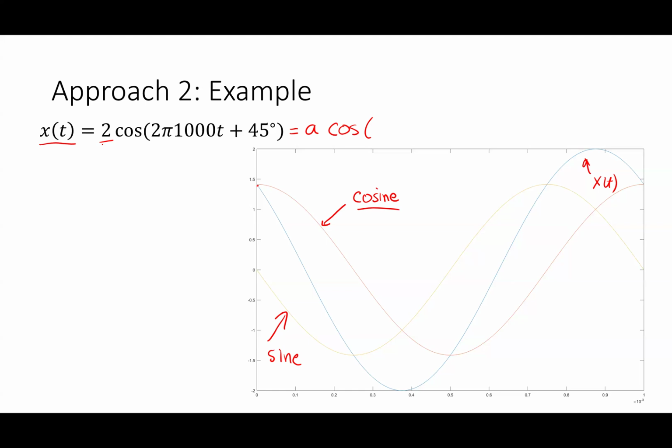So what I'm doing is I'm saying that cosine omega t plus phi is equal to a cosine omega t with no phase shift plus a sine omega t with no phase shift. That the additive combination of those 2 things is going to give me 2 cosine omega t plus 45 degrees. Yes. So when I write this, all right, what should I write here? I'm going to say cosine 2 pi 1000 t, and I'm done. There's no phase shift in there, right? And then plus b sine omega t.